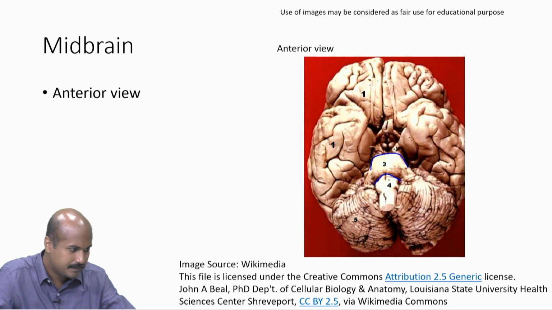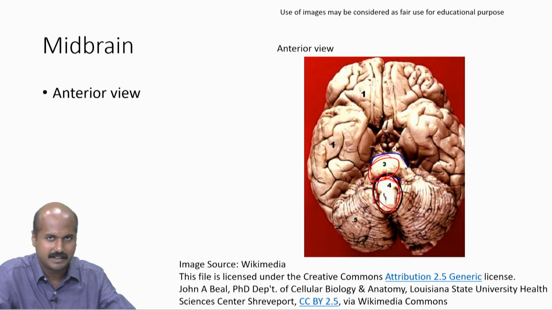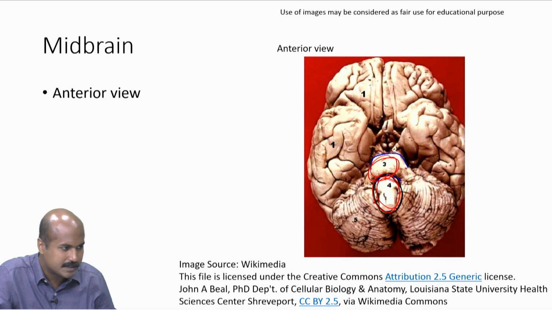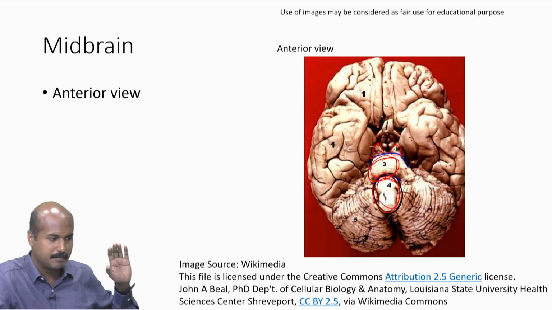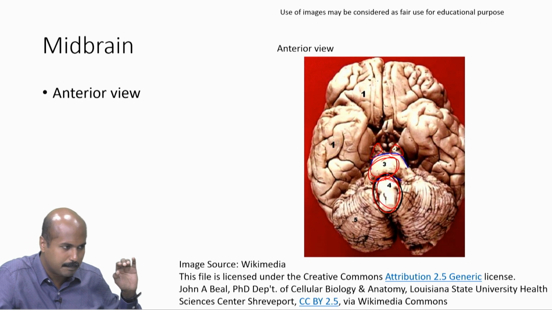This is the medulla. I'll use another color. This is the medulla, this is the pons, and above that you are supposed to see the midbrain, but the midbrain is only this much part. You can see these two structures, the crus cerebri, the cerebral peduncles of the midbrain, and in between that you can see the interpeduncular fossa. This region is called the interpeduncular fossa.